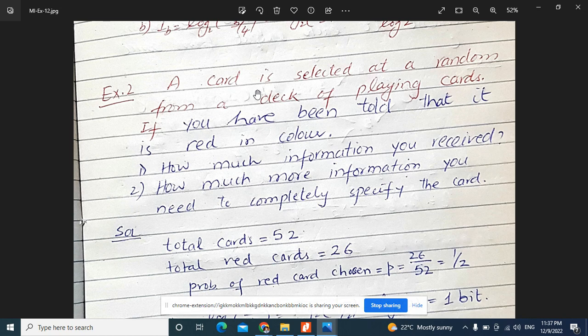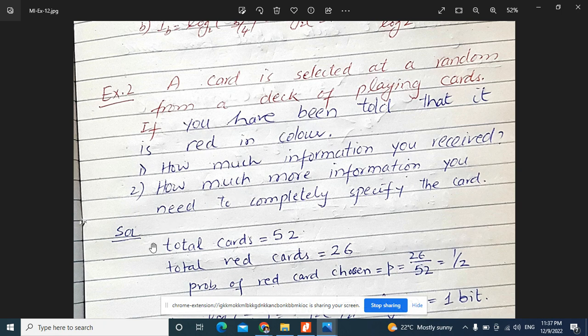A card is selected at random from a deck of playing cards. If you have been told that it is red in color, you need to determine how much information you received. Second part: how much more information you need to completely specify the card. So what information is given? That a card is drawn from a deck of playing cards and it is said that the color is red.